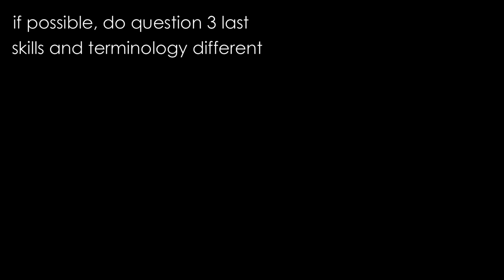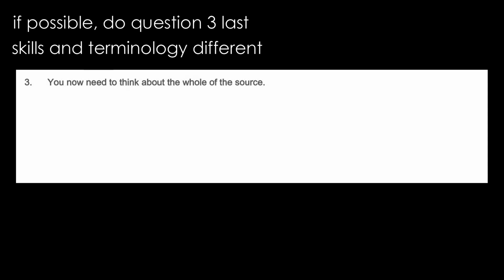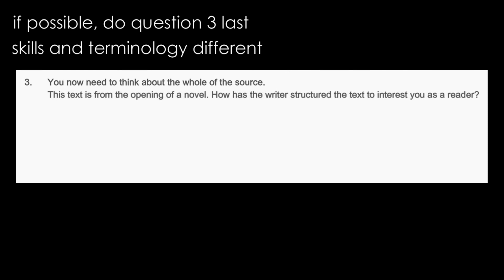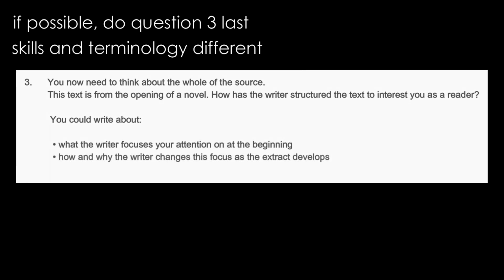Question 3. You now need to think about the whole of the source. This text is from the opening of a novel. How has the writer structured the text to interest you as a reader? You could write about what the writer focuses your attention on at the beginning, how and why the writer changes this focus as the extract develops, any other structural features that interest you. This question is worth 8 marks, which means that you get about 10 minutes to answer it.